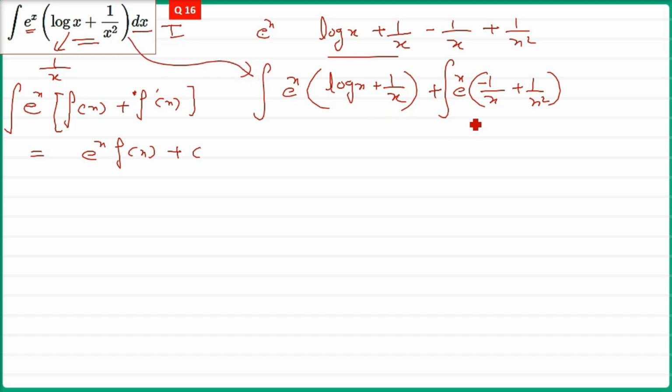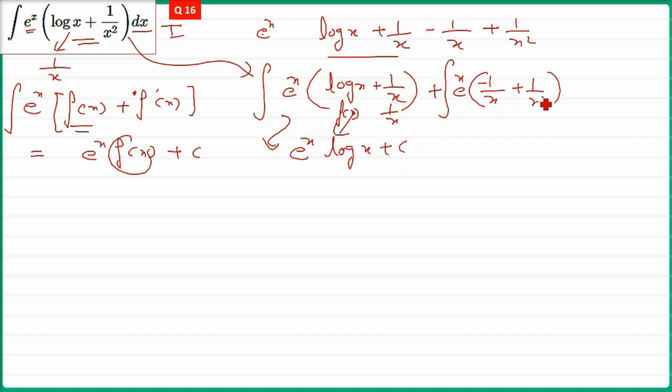Now this is an integral exactly the same, because we have done nothing, we just tried to make it in a way so that we can apply that result. Log x plus 1 by x. Now you already know that we can apply this result directly. So this will form e raised x fx plus constant of integration. So fx is log x, f dash x will be 1 by x. So e raised x log x plus constant of integration, that is the result of the first part.